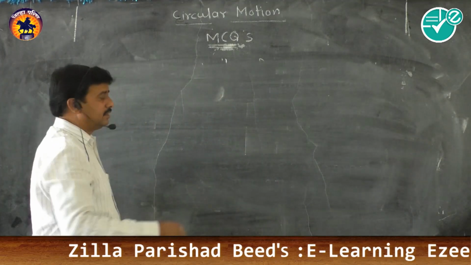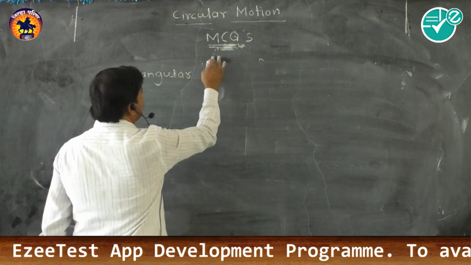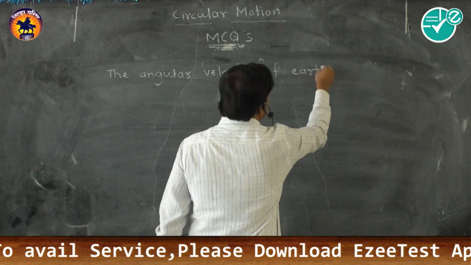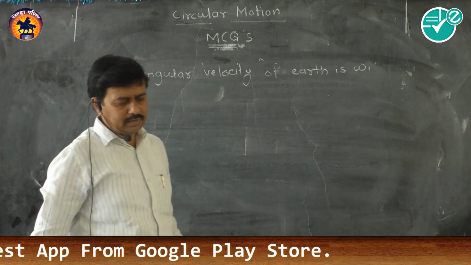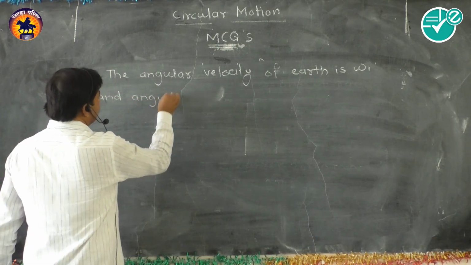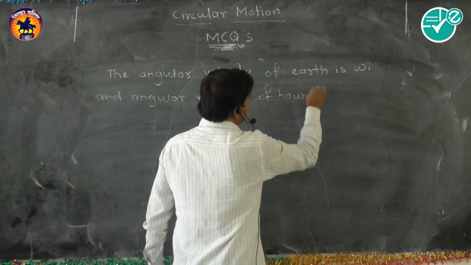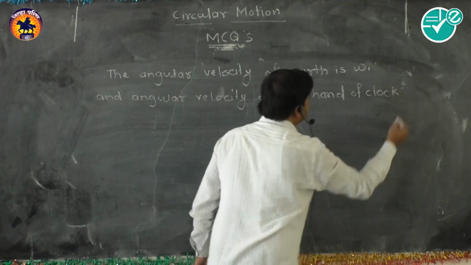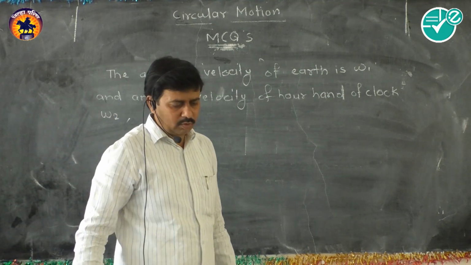The angular velocity of the earth is omega 1, and the angular velocity of the hour hand of a clock is omega 2. So those two angular velocities are provided to us.